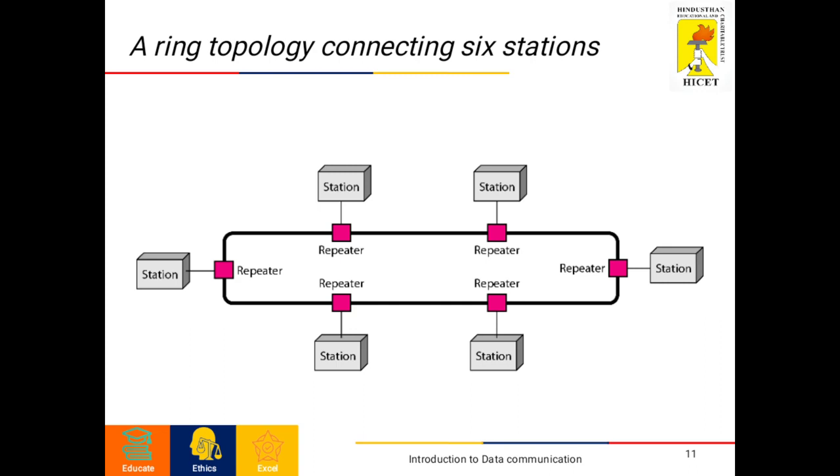The ring is also easy to install and reconfigure. Each device is linked to only its immediate neighbors. Addition and deletion of a device requires changing only two connections.